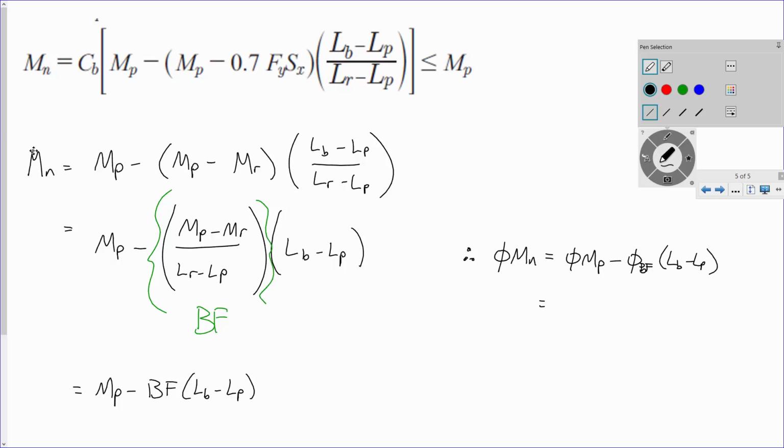So phi MP for our problem, it's a W24x55, so what's phi MP? Going to the table, right? 503, first row on the table, foot kips, minus 22.2 kips. Y'all see that? First line on page 159. And then 12 feet minus 4.73 feet. So therefore, phi MN equals what?